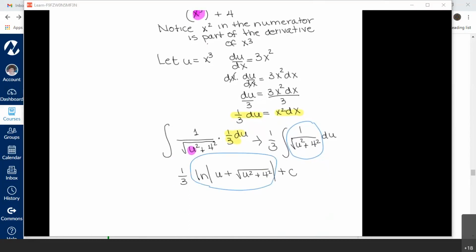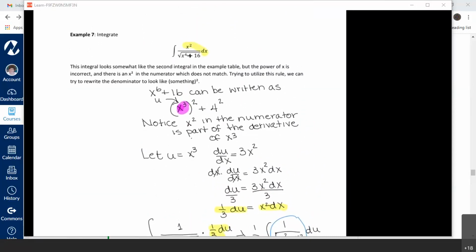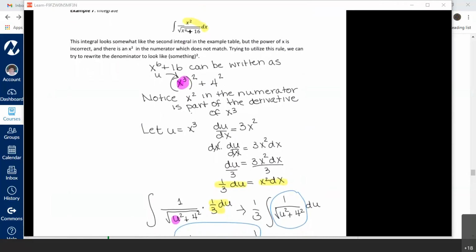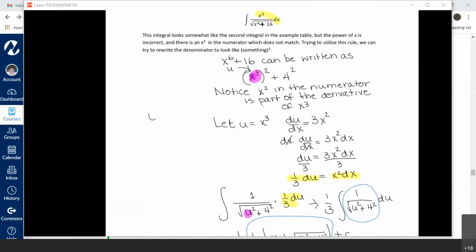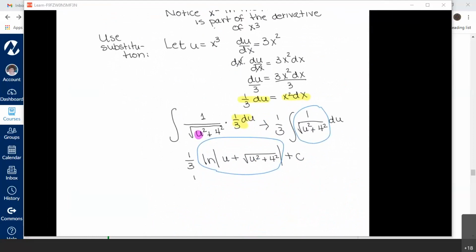So what I had to do was realize that I could write x to the 6th as x cubed squared, and then I had to use substitution. So this was a combination of using substitution and an integral table. All right, here's the final answer with your u going back in as x cubed. Again, x cubed squared is x to the 6th. So here's the final answer.